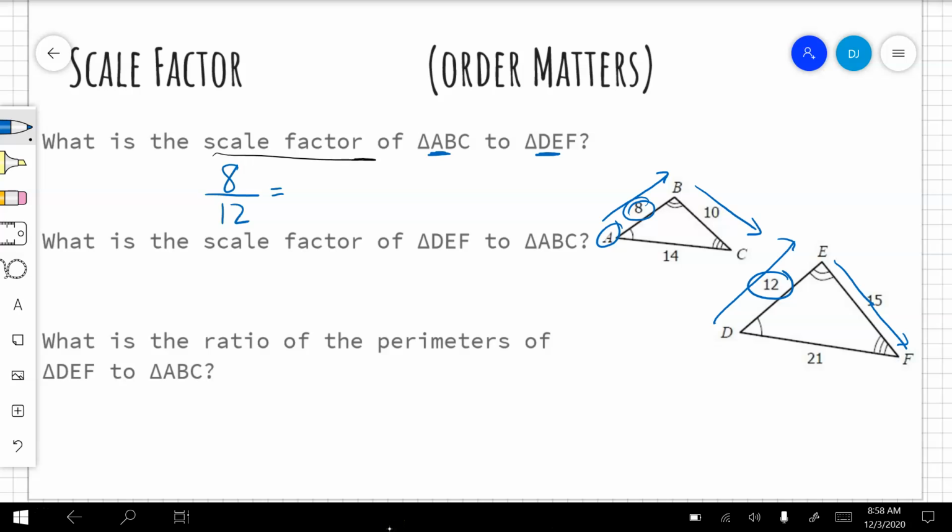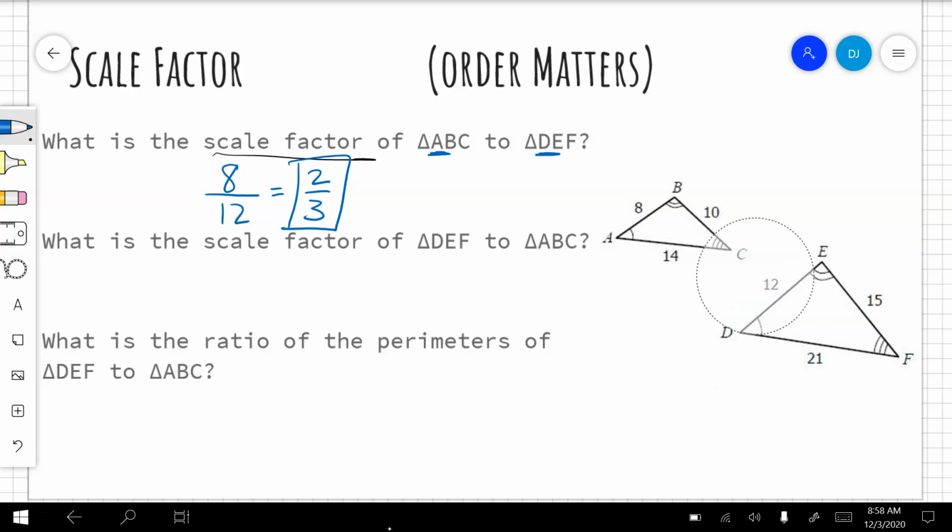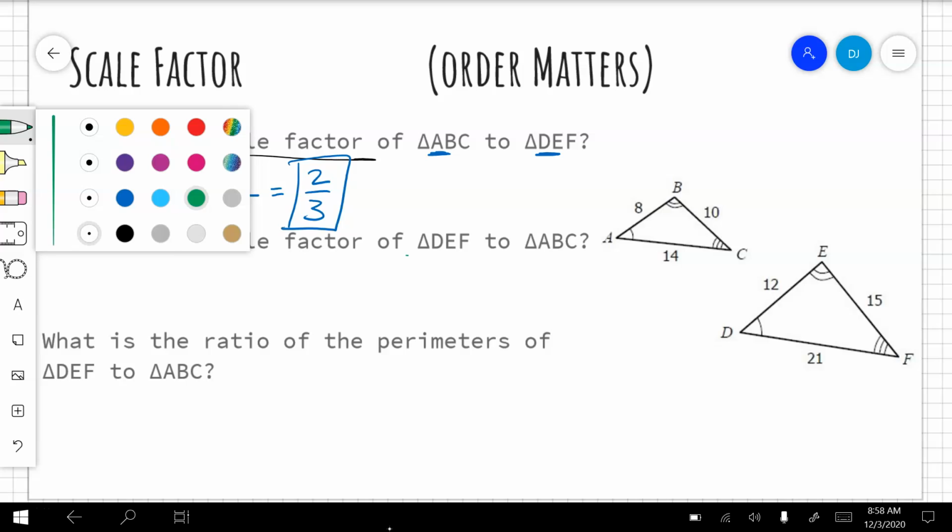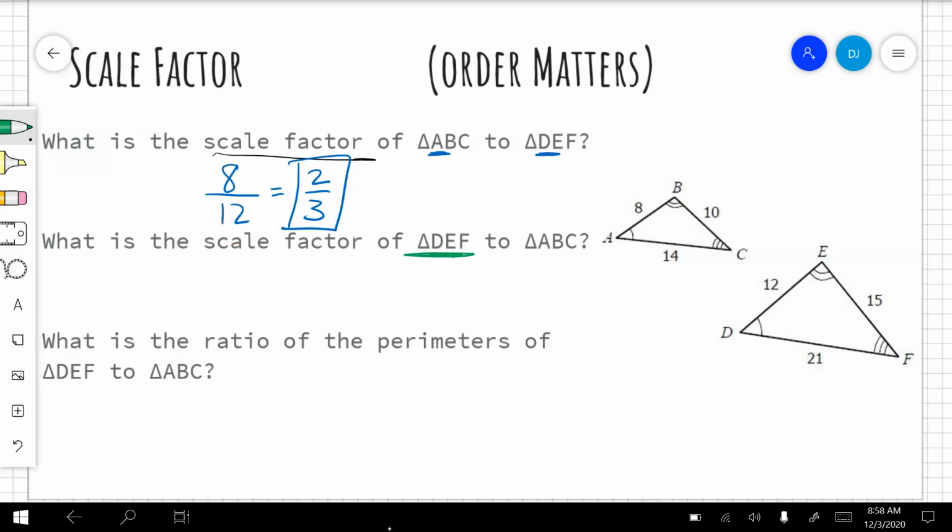Now I can't leave it like that. I can simplify it to 2/3. So that ratio would just be 2/3. Always simplify your ratios. Now let's take a look at triangle DEF to ABC. We need to find the scale factor from this triangle to this triangle.